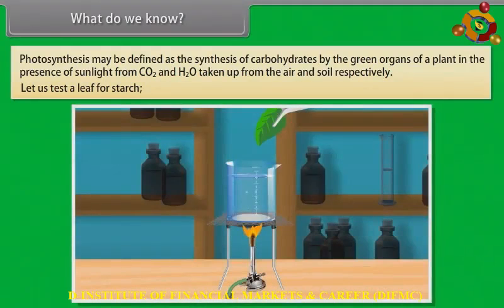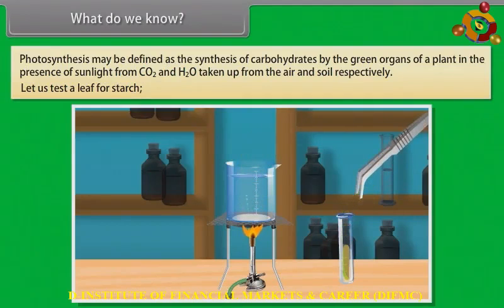Remove a green leaf from a plant. Use the forceps to place the leaf in the boiling water. Boil for 2 minutes. After that, place the boiled leaf in a boiling tube containing 90% ethanol. Now place the boiling test tube in hot water until the leaf decolorizes. Now remove the leaf and wash it with cold tap water.